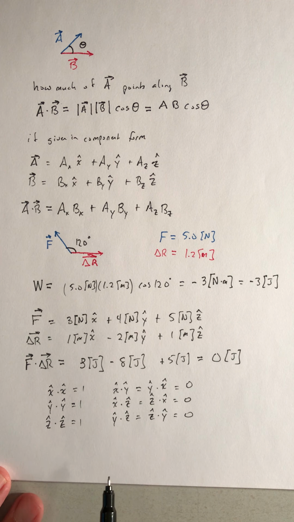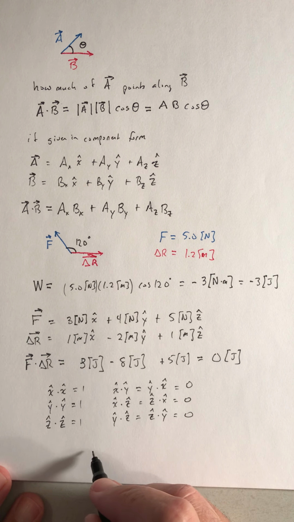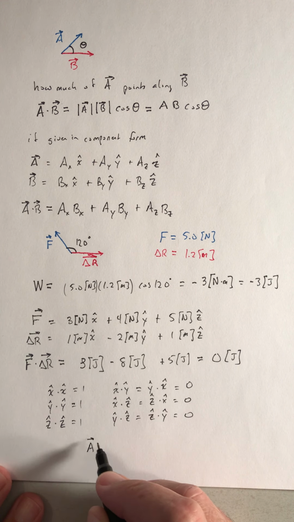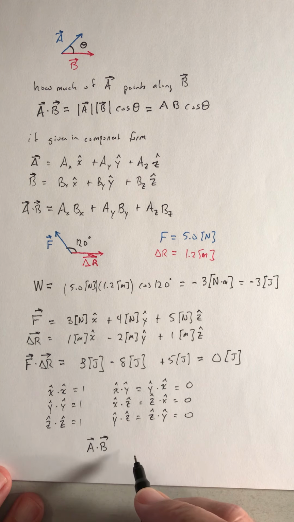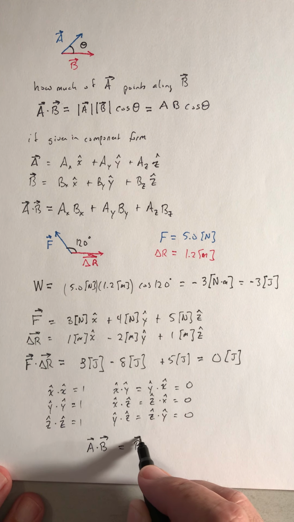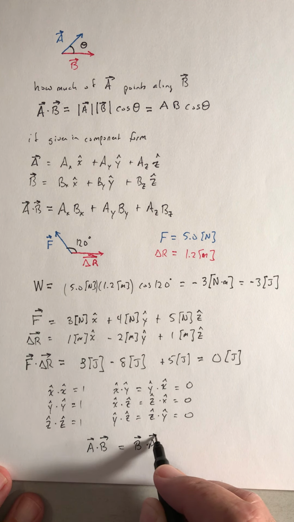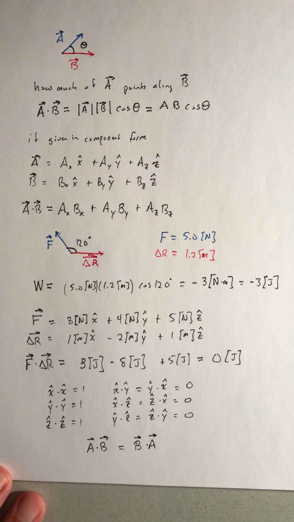And in general, the dot product is symmetric. So A dot B is equal to B dot A as a general statement.